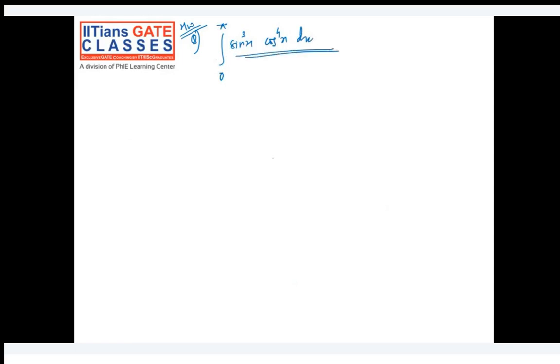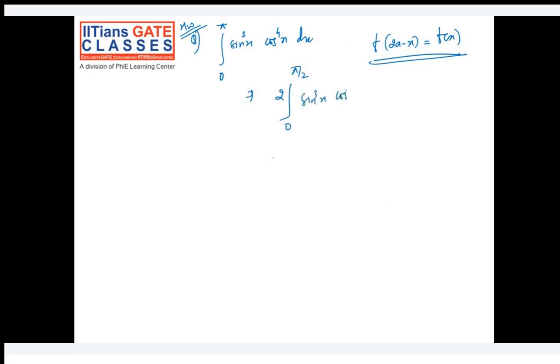So here you will realize that f of 2a minus x equal to f of x. So you have to use the logic like it's 2 times integration 0 to pi by 2 tan raised to the power 3x cos raised to the power 4x dx. So this is how you will get. So this is a hint to you, and with this hint you proceed for the solution. Final answer is 4 by 35. Compare.